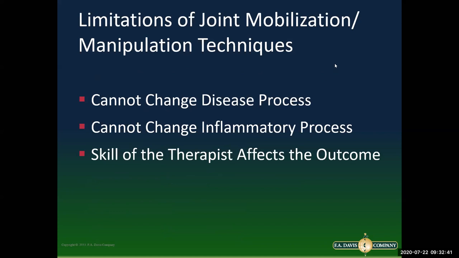Limitations. We cannot change the disease process. So in the case of an ALS patient, maybe I'm going to do some joint mobs on their shoulder. Just because I do joint mobs in the shoulder does not stop ALS from progressing. It makes that time period a little bit better for their motion, but it's not going to stop the ALS. ALS is going to go on no matter what, right? So if we have something breaking down in that joint, we're not going to be able to stop the breakdown, but maybe help lessen the effect of it. Can't change the inflammatory process, right? If we have really bad inflammation going on in that joint, we can't stop it, right? The only way we can stop that is by changing the way we do things.